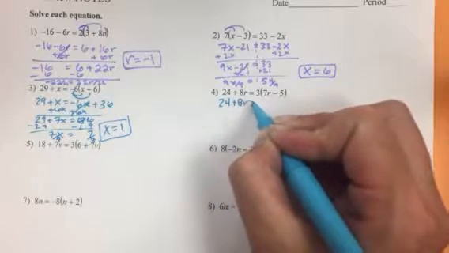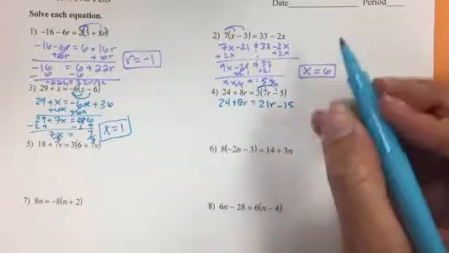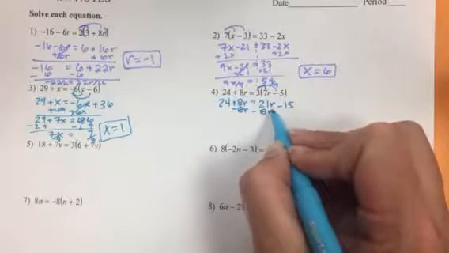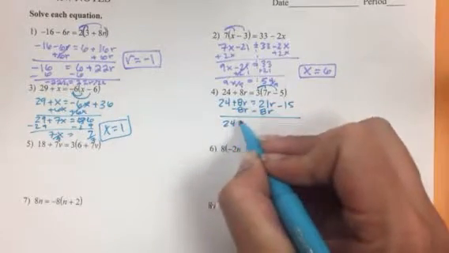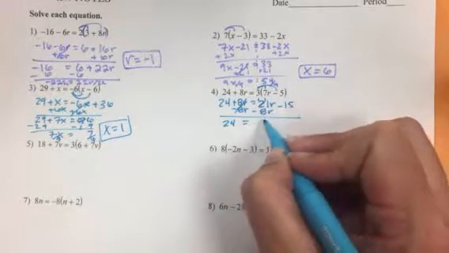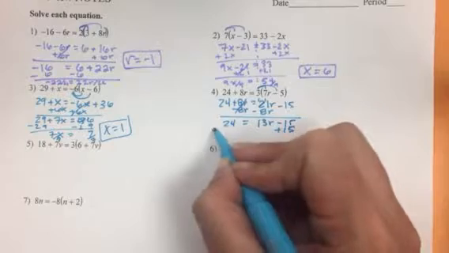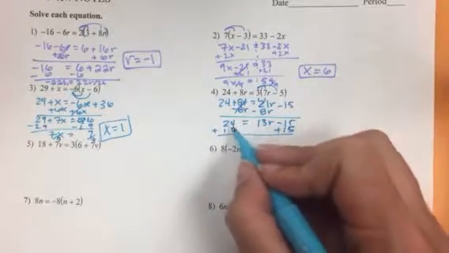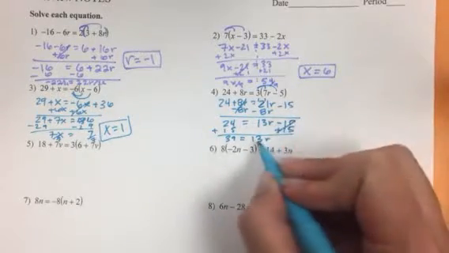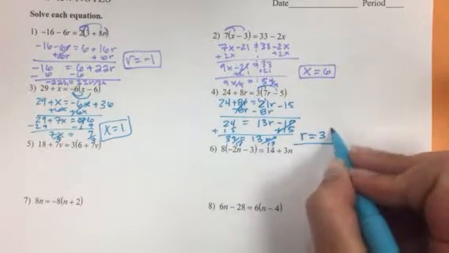24 plus 8r equals 3 times 7 is 21r. 3 times negative 5 is negative 15. Move the r that's the smallest, minus 8r. 24 equals 13r minus 15. Add 15, add 15. 39. Divide by 13, divide by 13, and r is equal to 3.